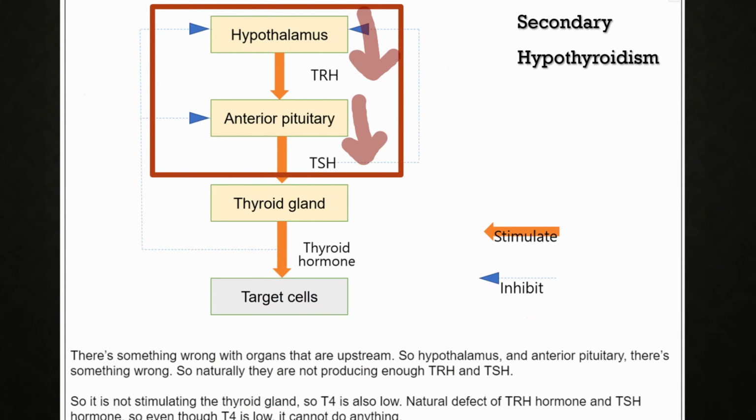And let's talk about secondary hypothyroidism. For this, there is something wrong with the upstream organs, the hypothalamus and anterior pituitary. So naturally, they cannot produce enough TRH and TSH, so the thyroid gland is not stimulated at all. The T4 is low. A defect in TRH and TSH is leading to the lack of T4. It cannot do anything.